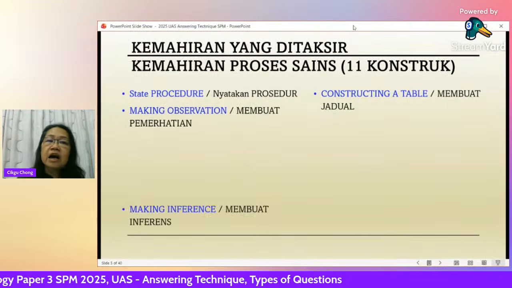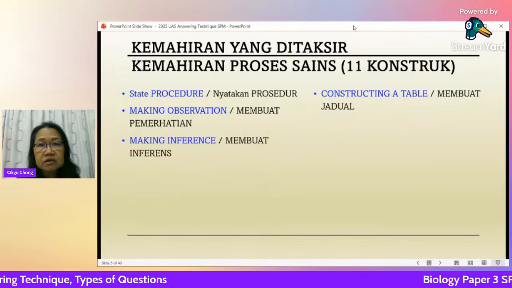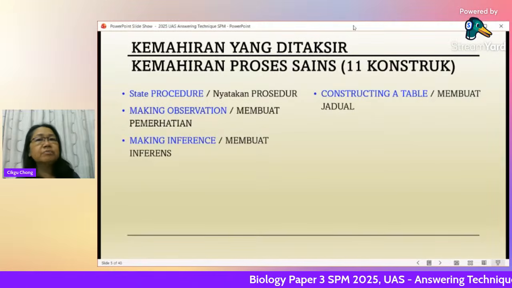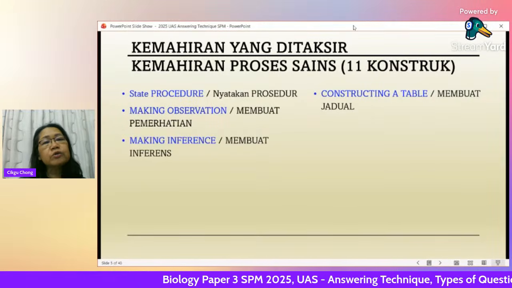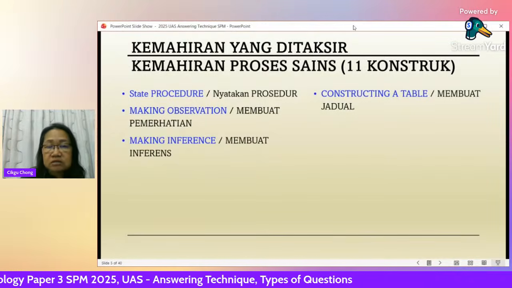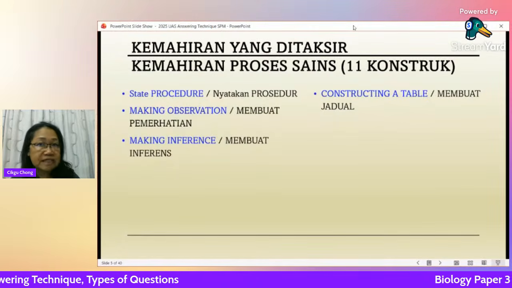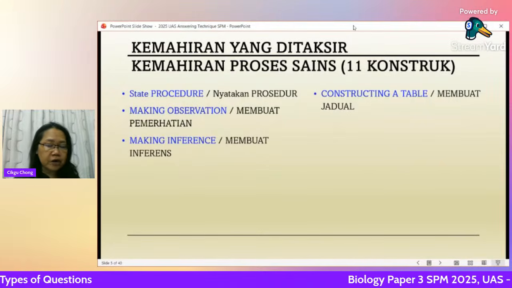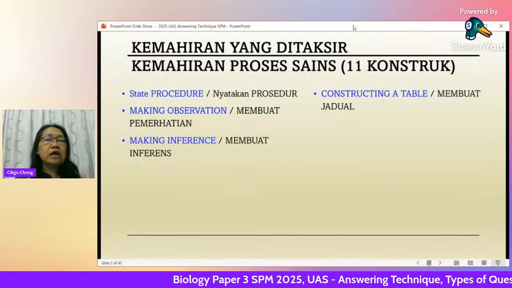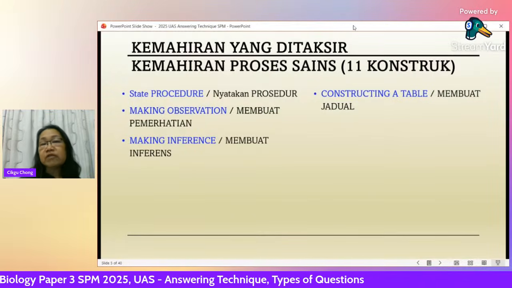Next, after making observation is usually followed by the question called making inference. So after observation is inference. Inference basically just means why do you get this observation? You're supposed to give an explanation. Your observation is you state what you see, what you observe. The next question, observation, inference, is you explain why you get this result. Okay, very simple.